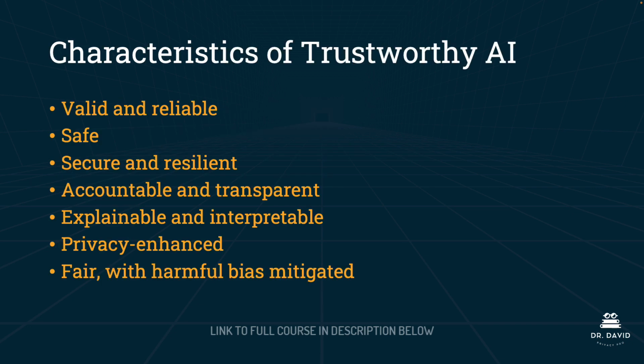There are 7 characteristics of trustworthy AI, according to the NIST AI RMF. They are valid and reliable, safe, secure and resilient, accountable and transparent, explainable and interpretable, privacy enhanced, and fair with harmful bias mitigated. These are all old hat for us at this stage in the course. You should understand all of this terminology, and there really isn't anything that stands out as particularly unique here.